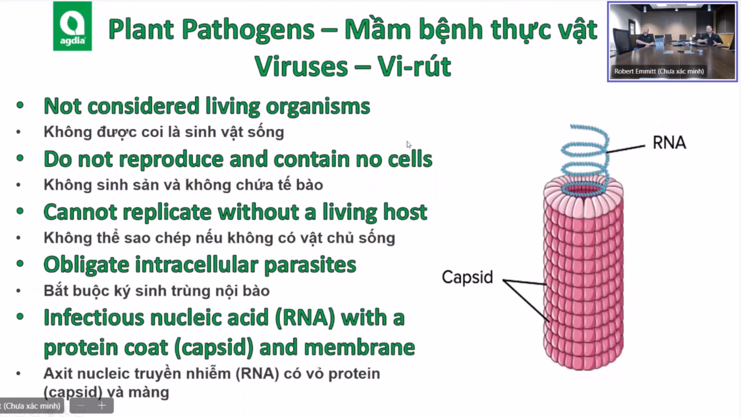Viruses, a little bit different than the other plant pathogens. They're not considered living organisms because they do not reproduce and they contain no cells. They cannot replicate without a living host. Therefore, they are considered obligate intracellular parasites. Obligate because they cannot be outside of a host and be able to replicate. Intracellular because they live within the cell. They do their business within the cell. They're really just an infectious nucleic acid. With plants, plant pathogens, it's usually RNA, and they'll have a protein coat and a membrane. This is tobacco mosaic virus, or a representation of it.